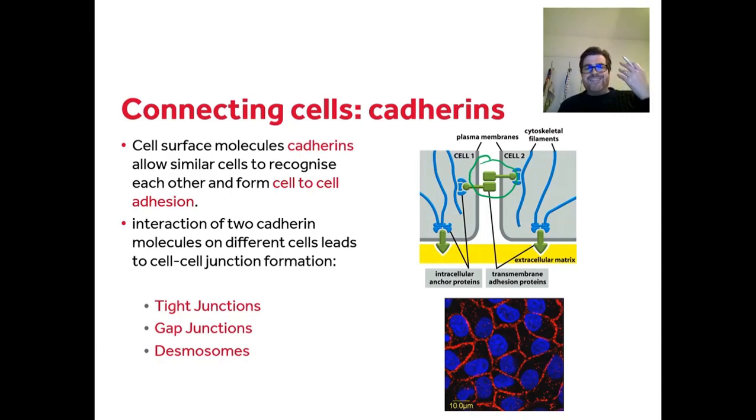And the interaction of the cadherins forming together leads to cell-to-cell junction formation of those tight junctions, gap junctions, and also the desmosomes, which we're going to talk about. But first of all, there needs to be that kind of recognition before they'll do that. And a similar kind of thing is happening binding to the extracellular matrix as well.